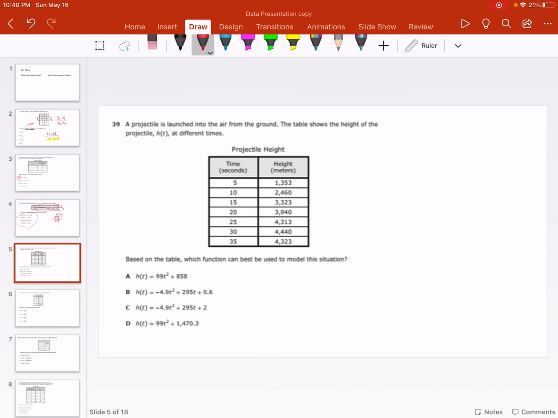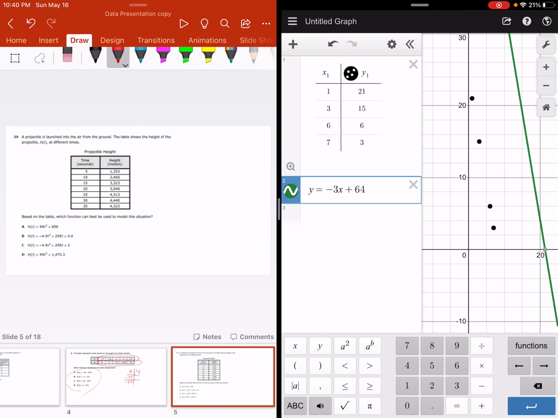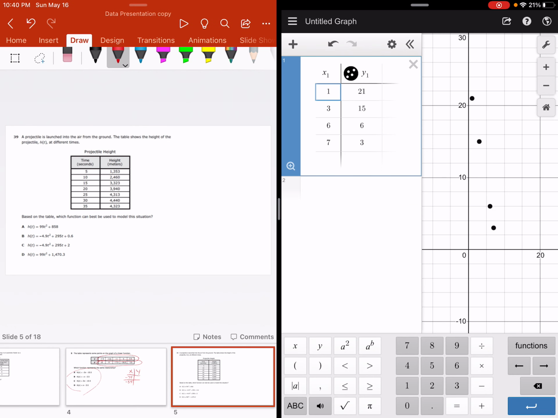Let me show you this. If you want to put this one in, you don't have to put every single one of them. You can just put maybe 5 or 10. That should be enough.